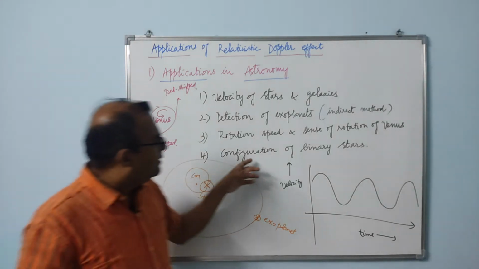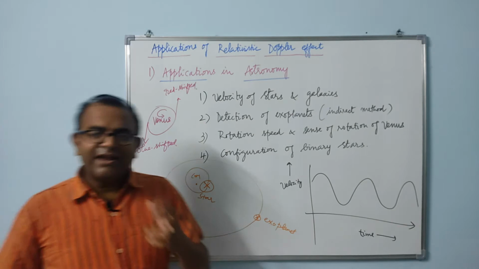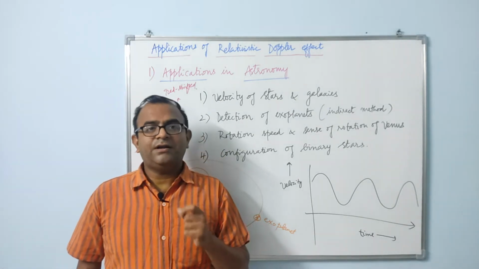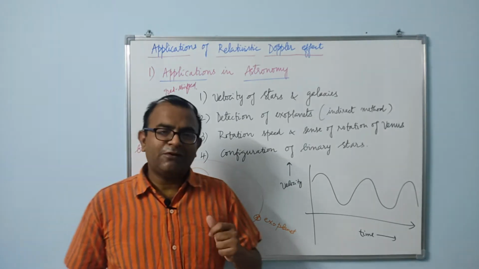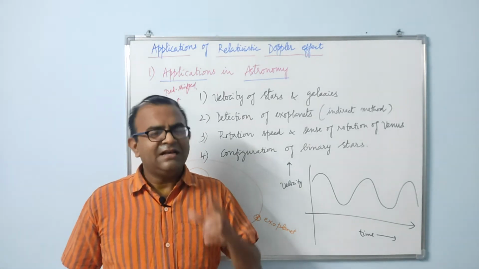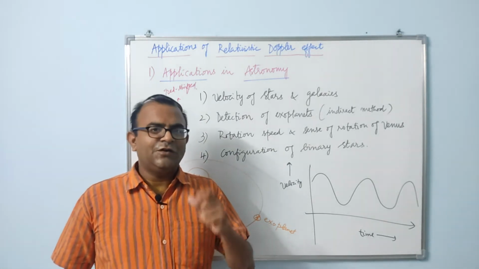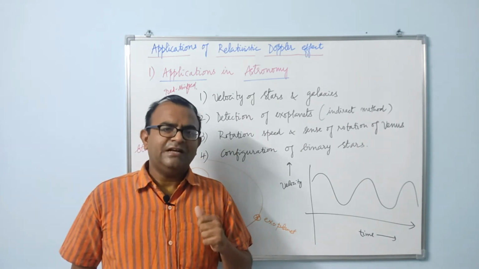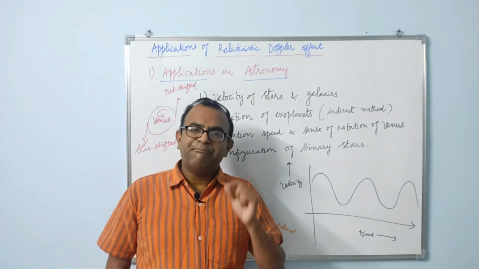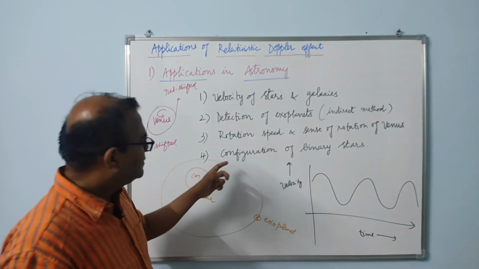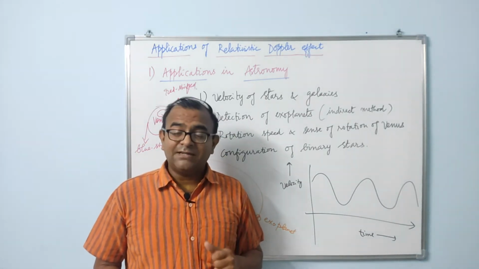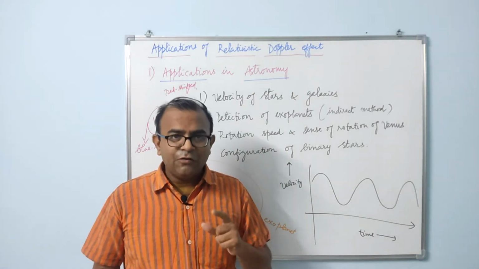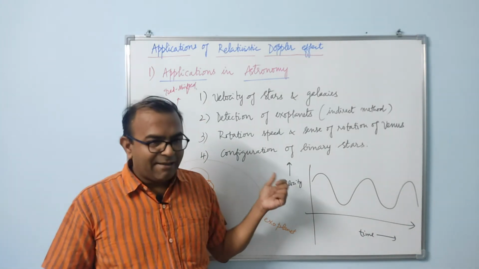And then finally, one could list the configuration of binary stars, which is one of the very important applications of Doppler effect in astronomy. In fact, the relativistic Doppler effect, that is the Doppler effect in light, was first understood only because of the observation of such a shift in the spectrum of binary stars. For binary stars, we have posted a separate video titled Doppler effect in binary stars. So please do check out that video for a complete understanding of what is happening here.